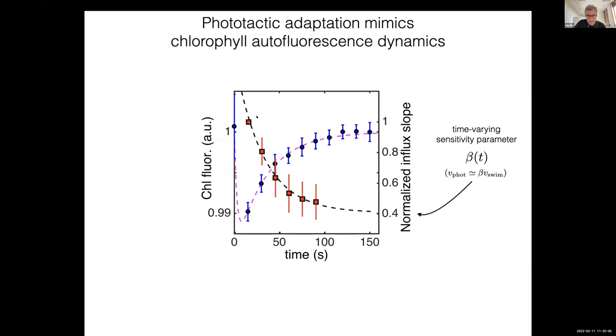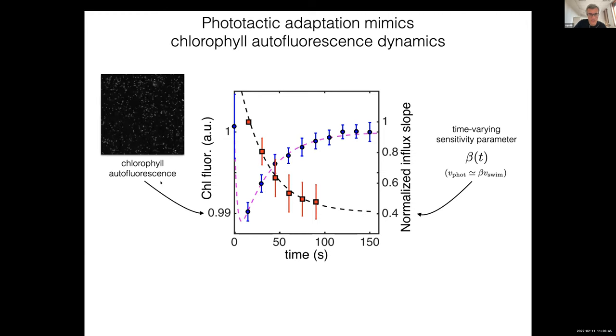From the point of view of the model, the adaptation in the curves that we saw before is captured by an adaptation in time of the sensitivity parameter, beta, which tells me essentially the proportion of the swimming speed that the cells can devote to phototaxis. You can see that this adaptation is captured quite well by an exponential. This exponential is very similar to this exponential here.